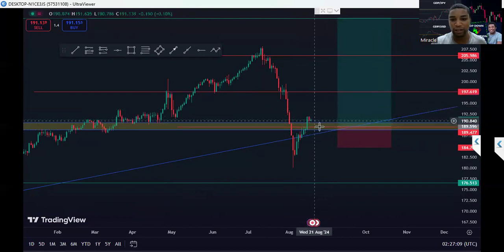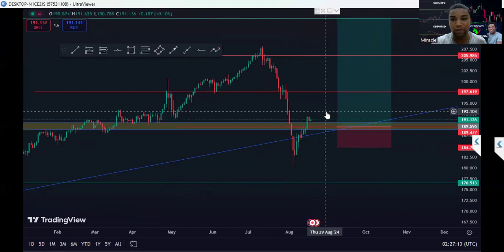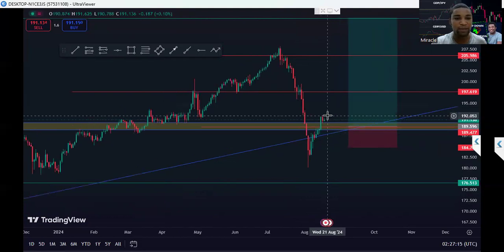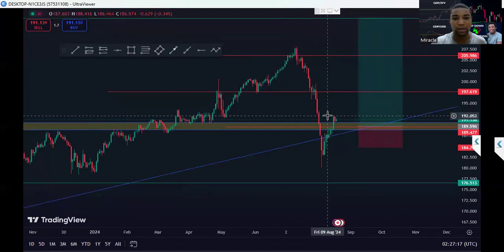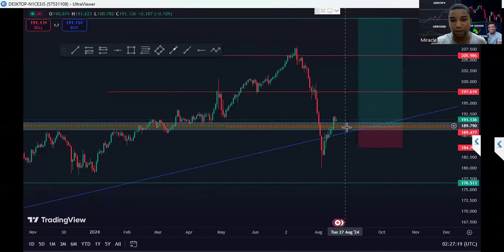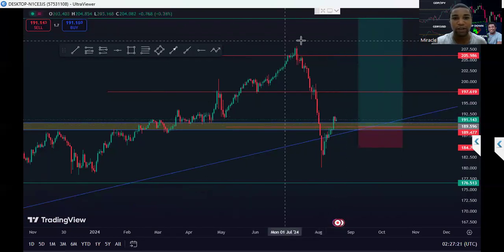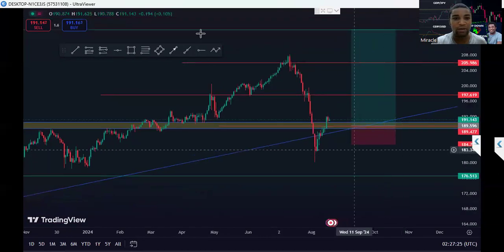I want a consolidation around this area, then a bullish engulfing candlestick pattern. I will be placing this trade for a buy. But for now, the market is still kind of consolidating.